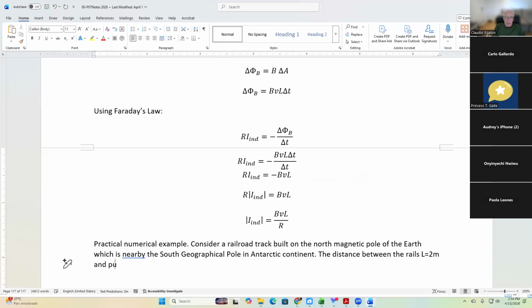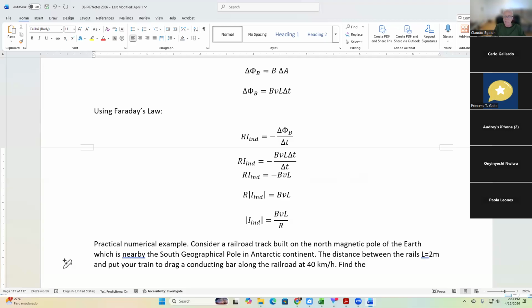And put your train to drag a conducting bar along the railroad, let's say at 40 kilometers an hour. Let's use 40 kilometers an hour.